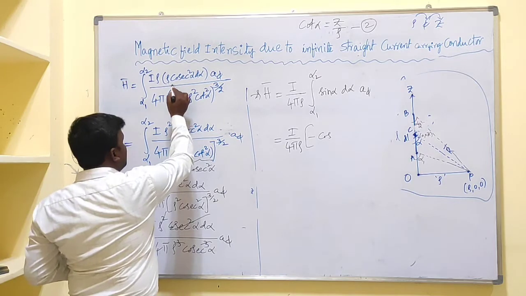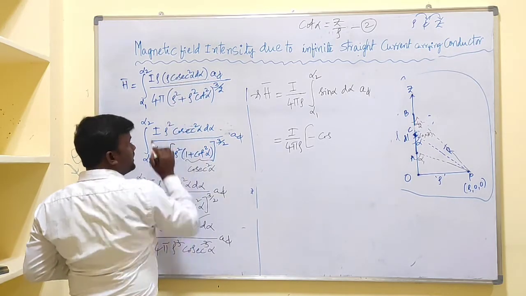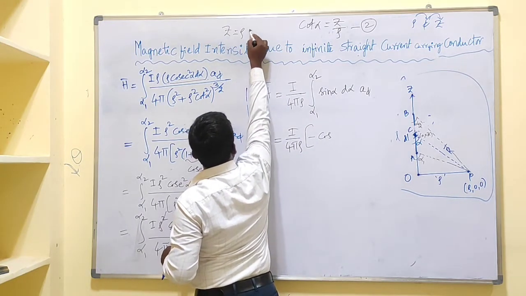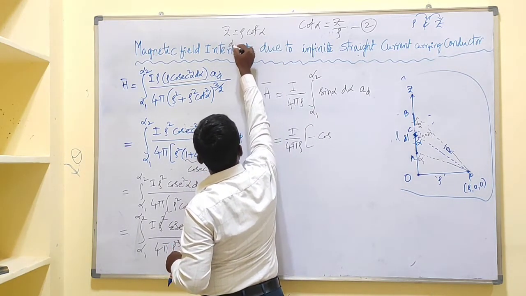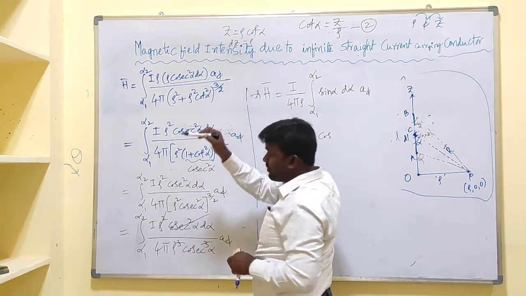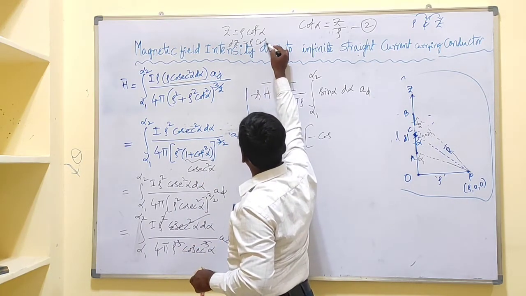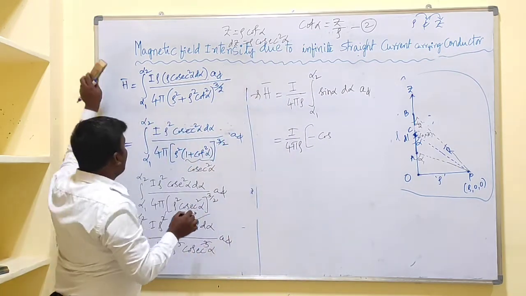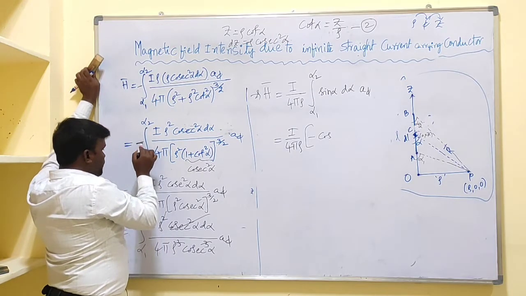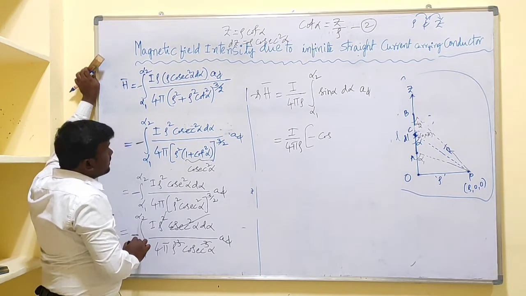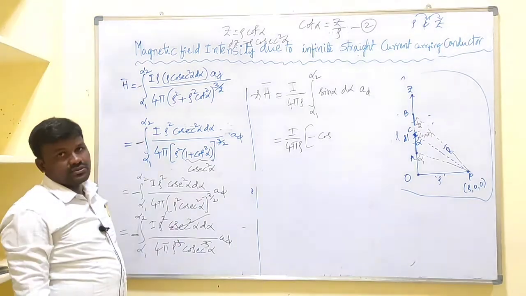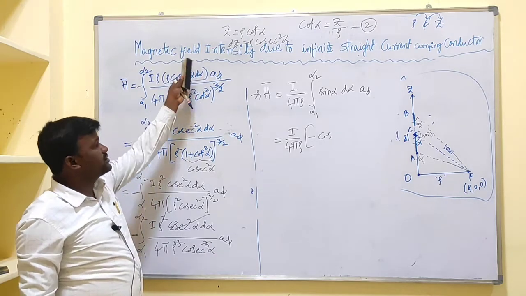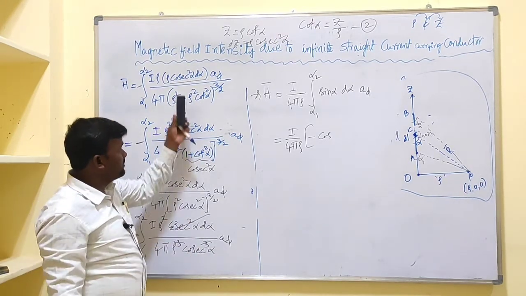What is dz? z equals rho cot alpha, so dz is rho times the differentiation of cot alpha, which is minus cosecant square alpha. Sorry for this, actually we have a minus sign. We need to put the minus sign at each and every place, because the differentiation of cot alpha is minus cosecant square alpha. Basically, I considered positive cosecant square alpha instead of minus cosecant square alpha. Sorry for that.